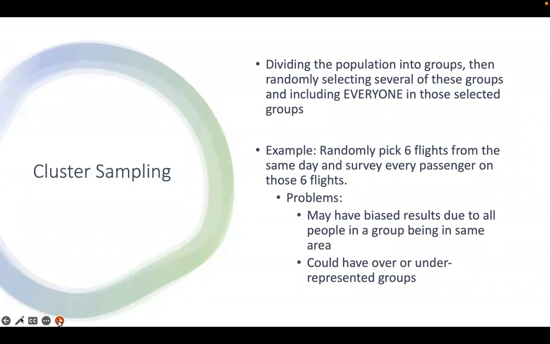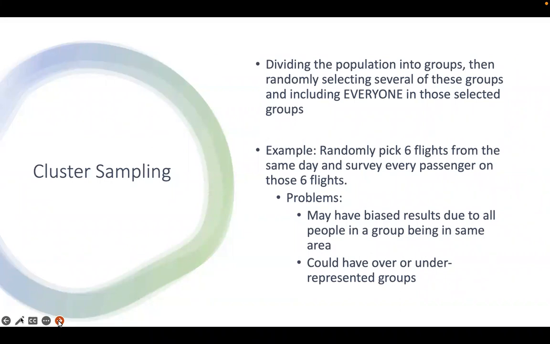For an example, there's a lot of flights, right? Airplanes that fly every day. So we're going to randomly pick 6 flights from the same day, and we're going to survey every passenger on those 6 flights. So if there's 120 passengers on the plane, we talk to all 120, but we're only talking to 6 flights. Now, this is a lot easier than some because we're clustering our people together, as it were.